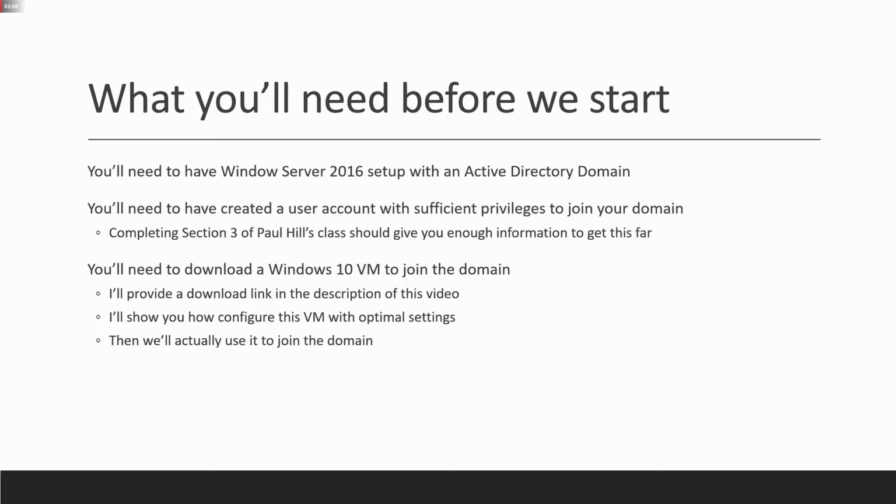Also, you'll need to download a Windows 10 VM to join our domain, and I'll provide you a download link in the description of this video. I'll also show you how to configure this VM with optimal settings, and then we'll boot into this VM and actually join the domain. So, without further ado, let's get started.